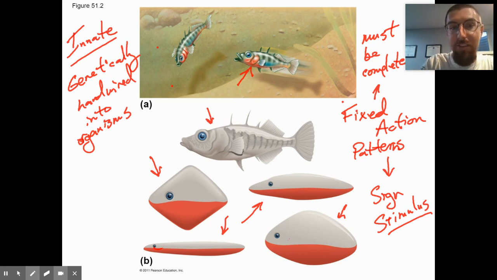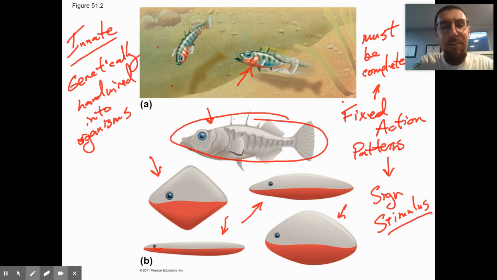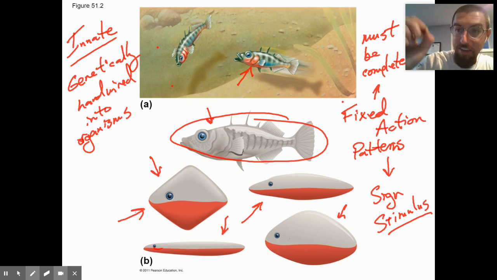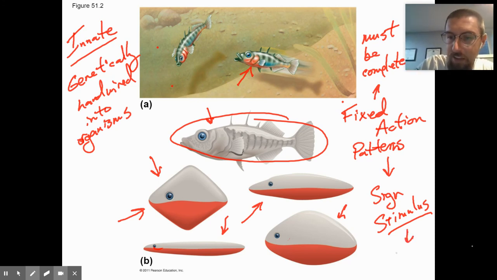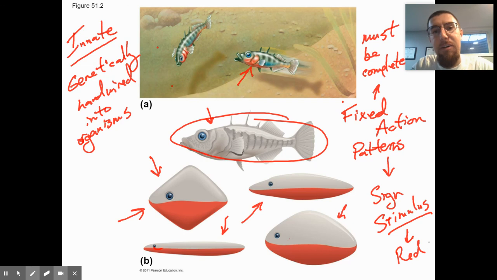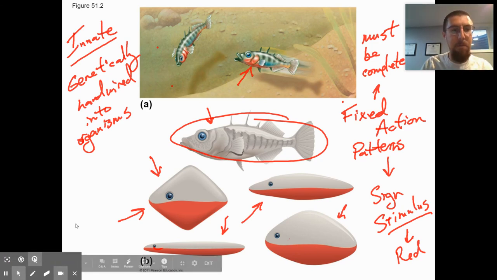What he ended up noting is that when this male stickleback clay model was placed in the tank, male sticklebacks didn't attack it at all. But when they were placed with these clay models with the red underbelly, they did attack the model. What does that mean? In this example, the sign stimulus is the color red, while the fixed action pattern is the attacking behavior. Okay? Here's another example of a fixed action pattern.